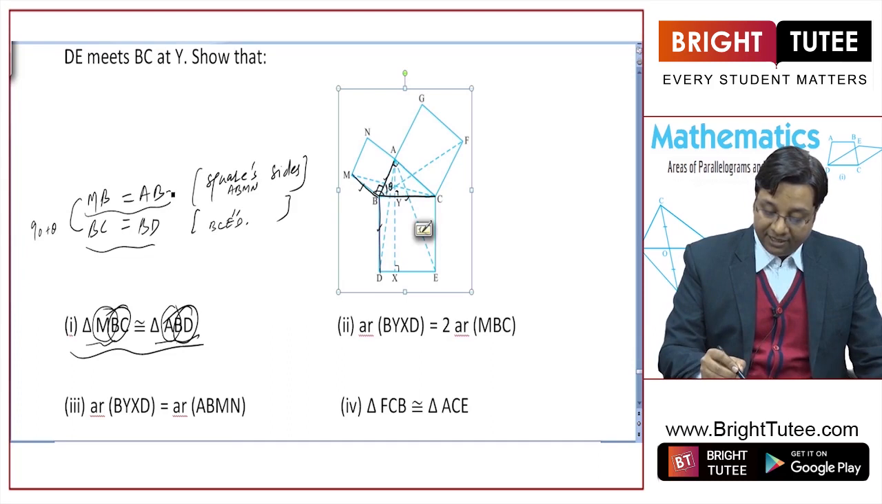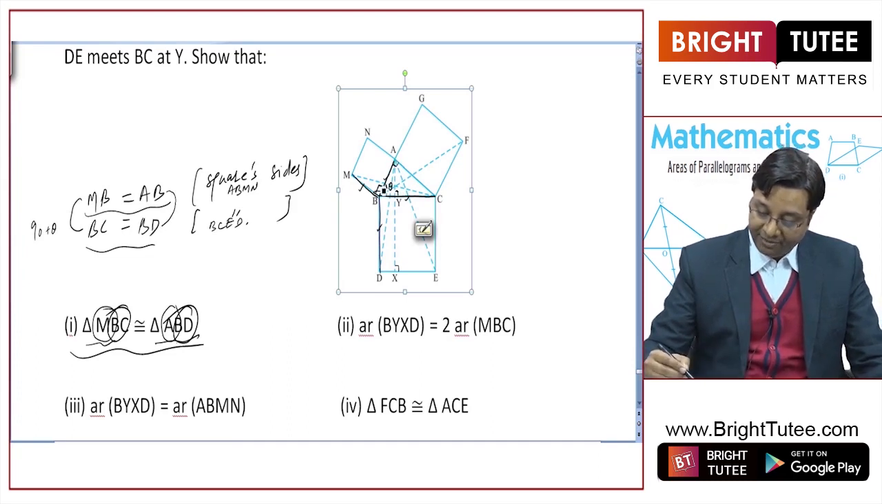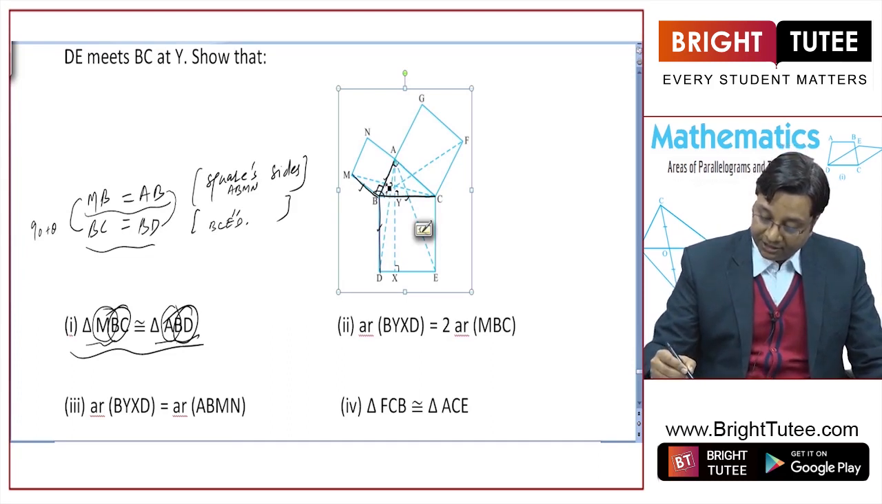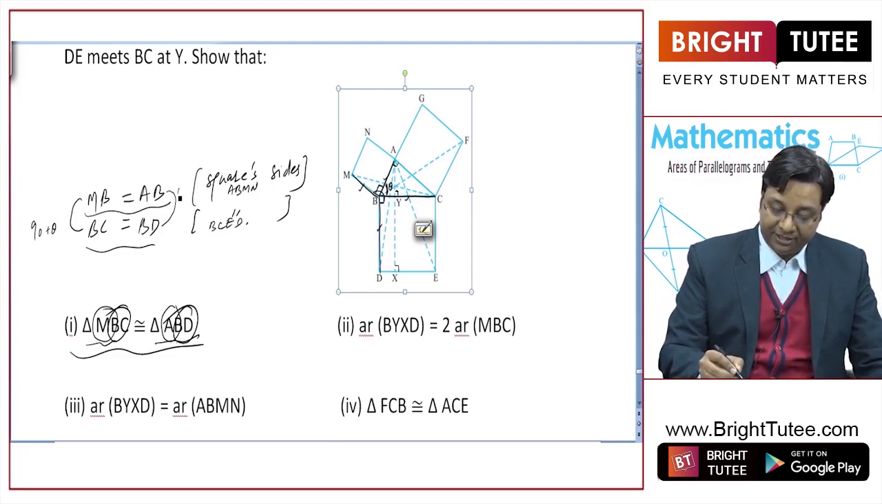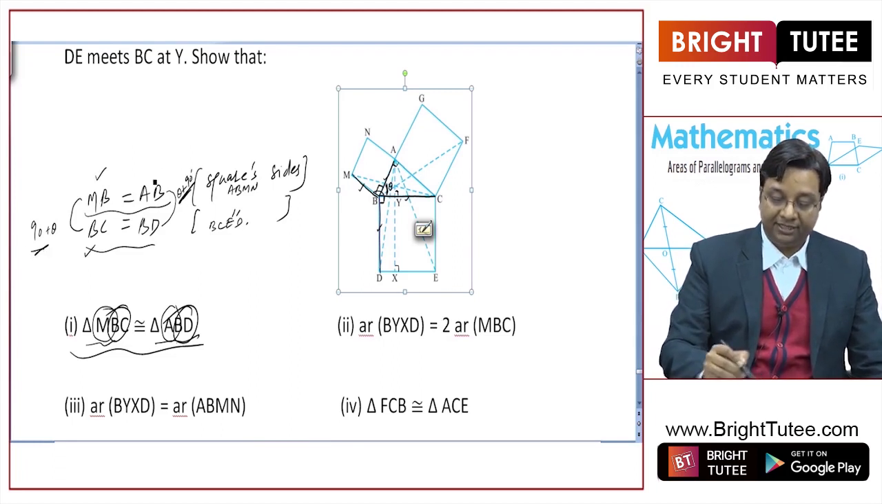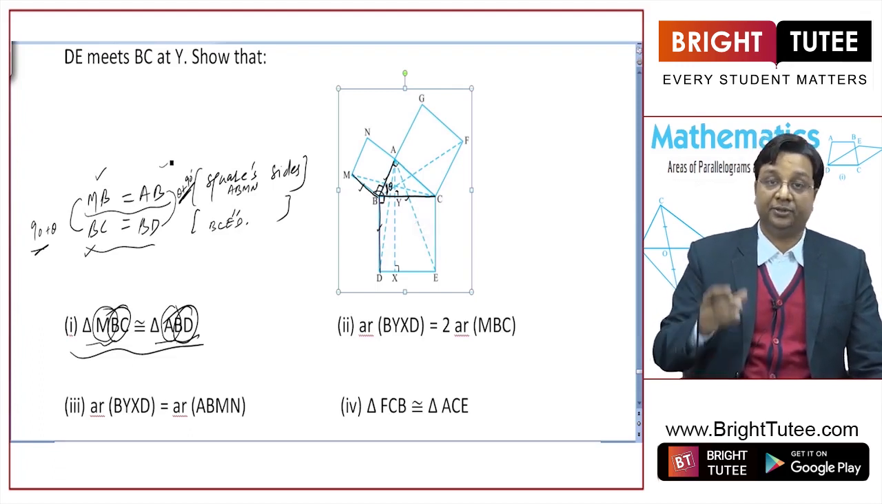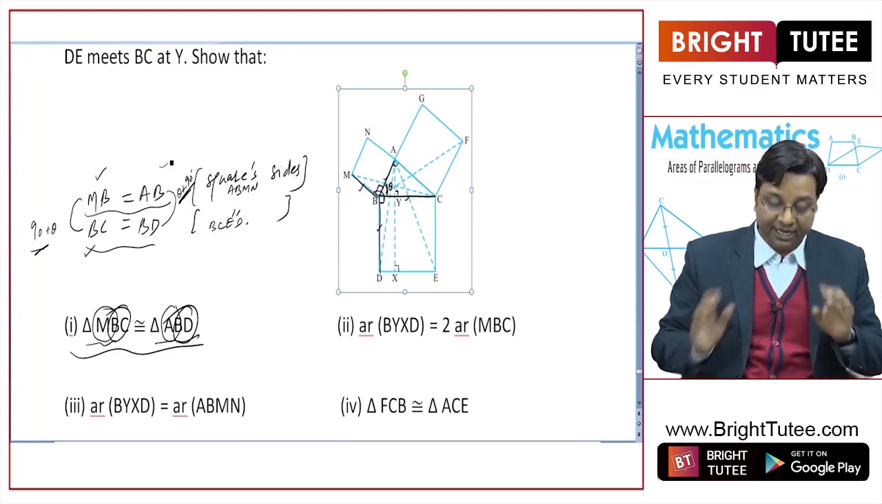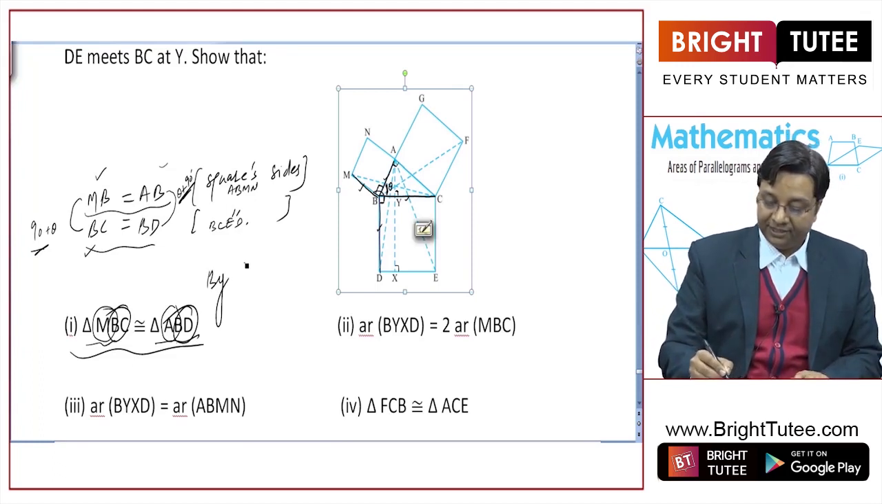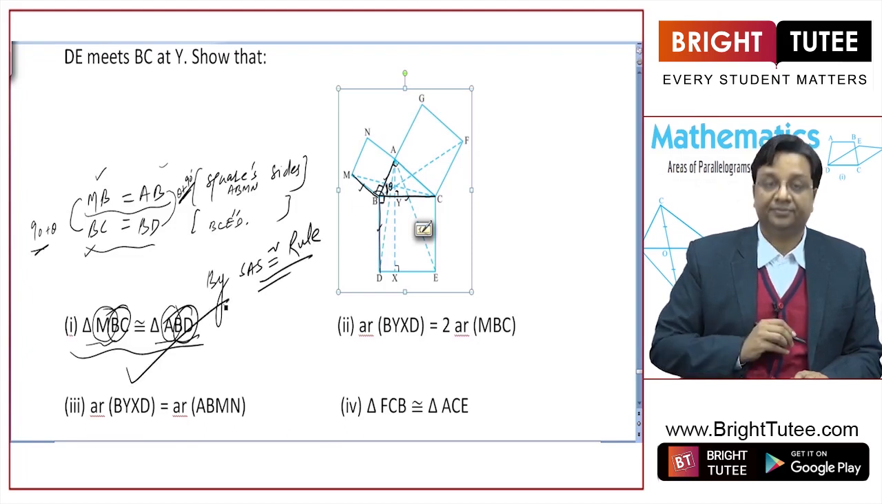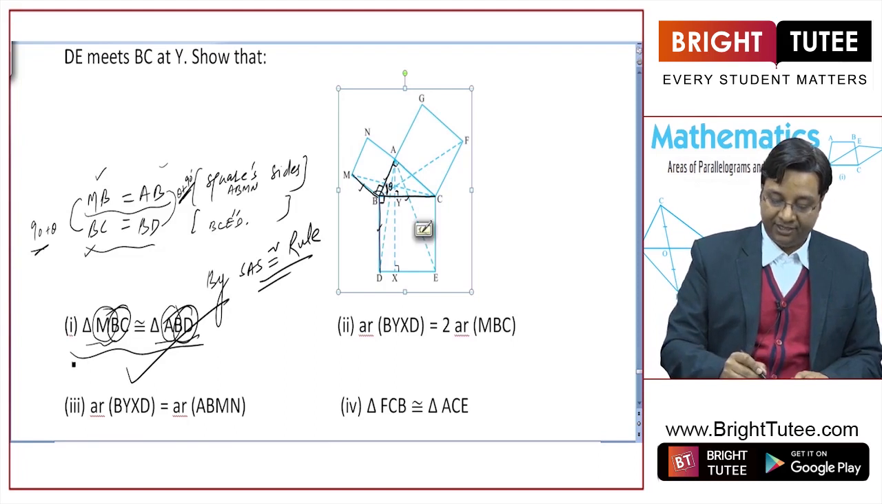Okay. Now look at the angle between AB and BD. AB and BD also have this theta and this 90. So the angle between AB and BD is also theta plus 90. These two angles are the same. So two corresponding sides are equal, and the angle included between those two sides is equal. So by the side-angle-side congruency rule, this relation is true. That is, triangle MBC is congruent to triangle ABD.